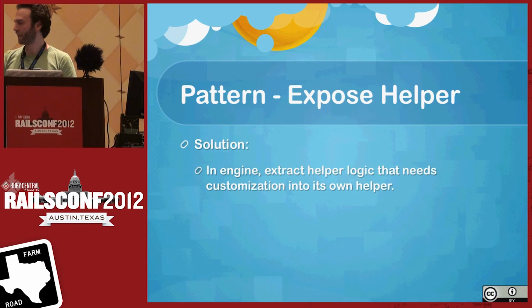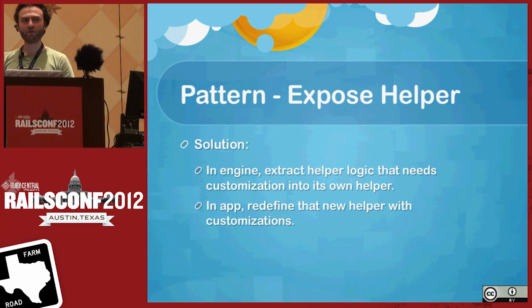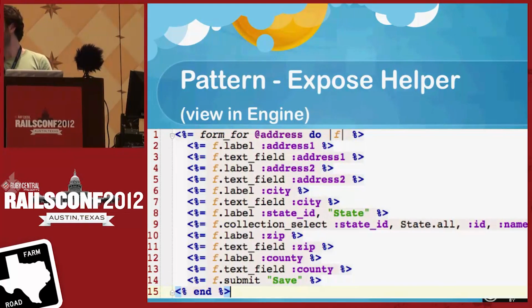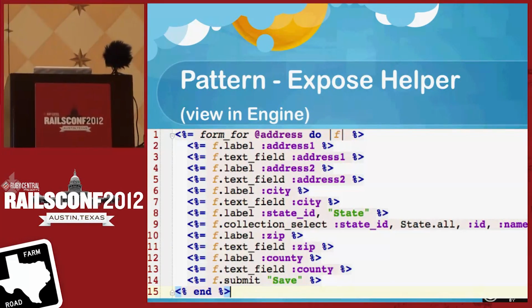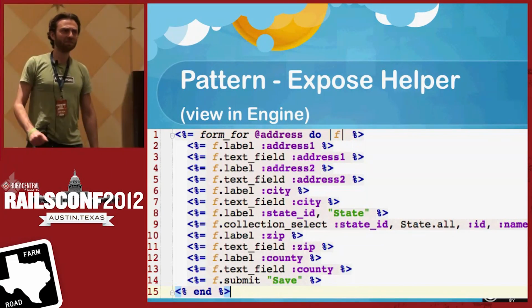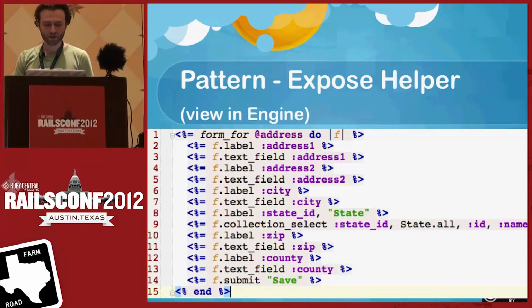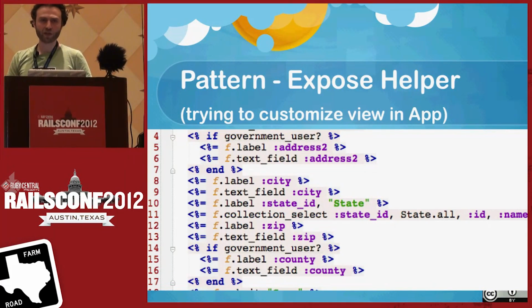So the solution is to extract that logic to a helper in the engine and have the default behavior implemented in it. Then in each app, define that new helper with different customizations. For example, say I have an address form, and this is how it looked originally. It was displaying all fields. Say that one app wanted to customize the behavior, so it overrode the view completely and duplicated the entire form, only for the reason of adding that if it's a government user, display address 2, otherwise don't, and also if it's a government user, display county, otherwise don't.